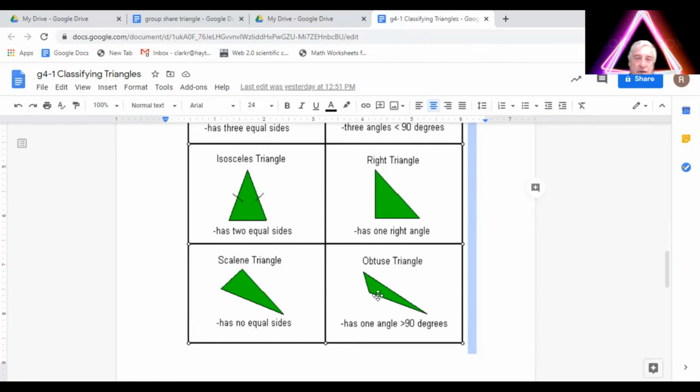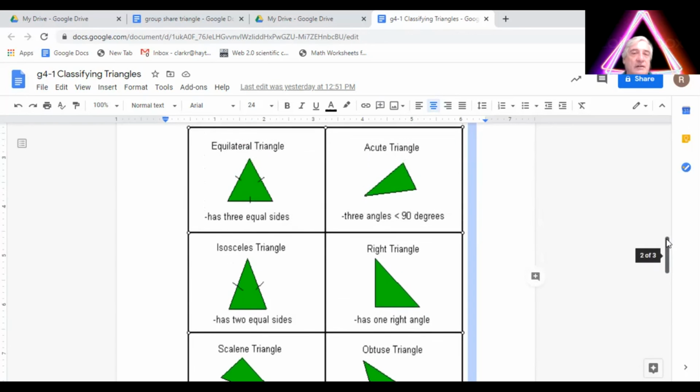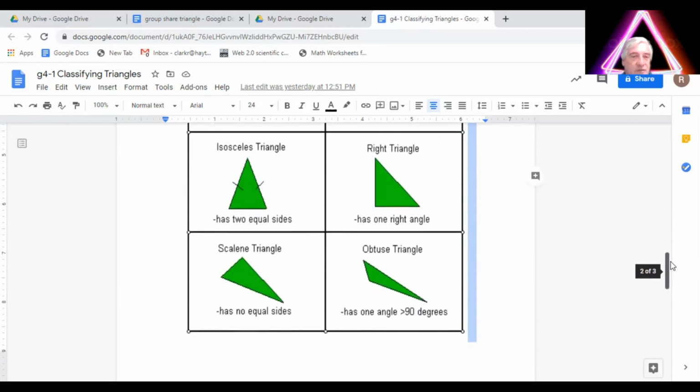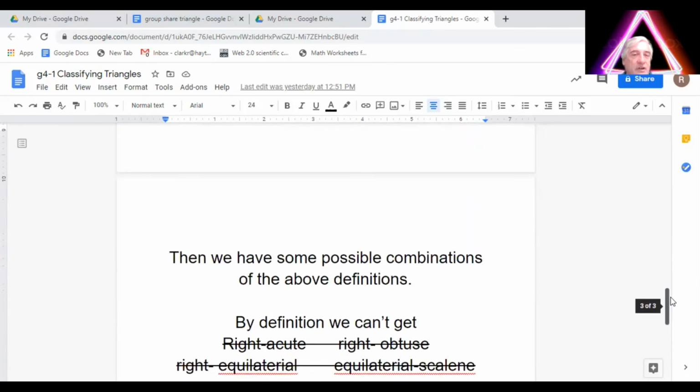Then we have an obtuse angle. This looks like about a 120-degree angle. It can't have three obtuse angles and it can't have two obtuse angles. There's only one obtuse angle because there's only 180 degrees inside that triangle. And I'm going to send this chart with the lesson. So if you get confused, you can always look down at the chart for a while and figure this out. But most of you know everything.